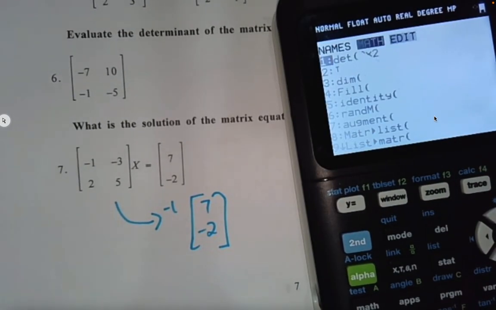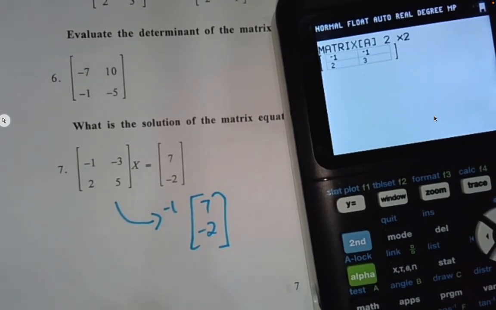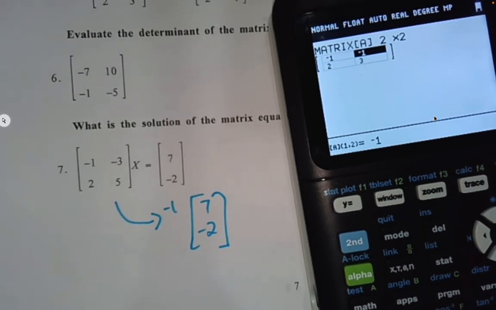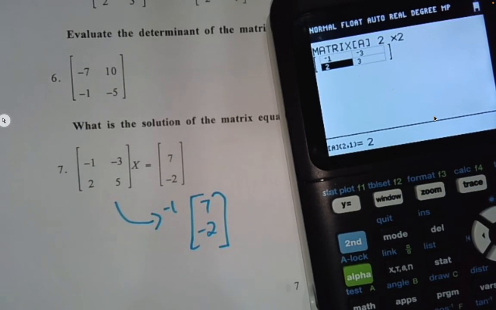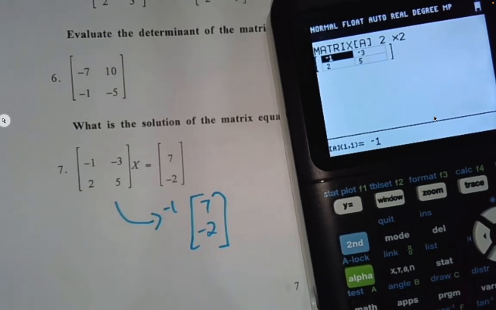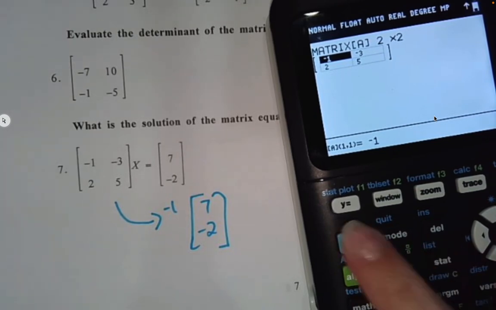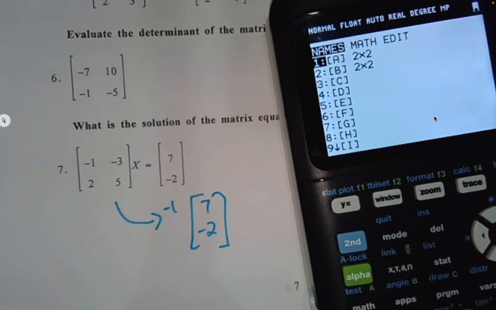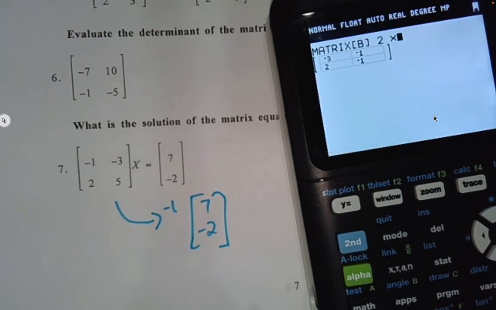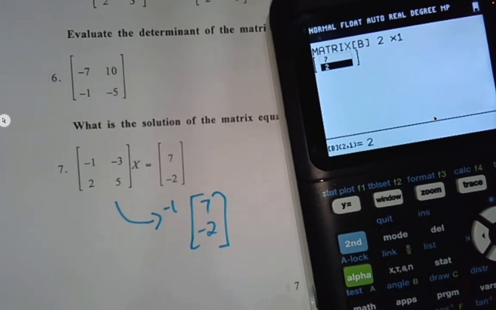Let's edit matrix A again, where it's a 2 by 2. -1, -3, 2, that's already a 2, 5. Matrix, let me go edit the second one. This one's a 2 by 1, and it's 7, -2.